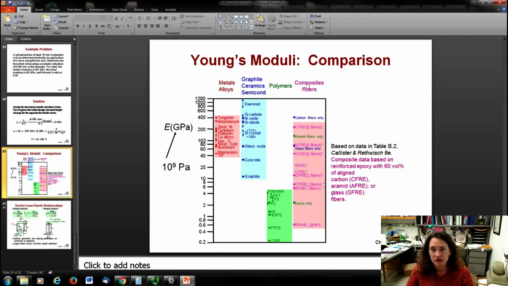Unsurprisingly, if you look at your composites, they're kind of a mix. They have a very large range of what their elastic modulus can be, and it just depends on the material. And this is, of course, because you're taking these materials and you're blending them together. So you might take a polymer, for example, and blend it with a metal, and of course that's going to increase the possible range that you've got for your elastic modulus. All right.